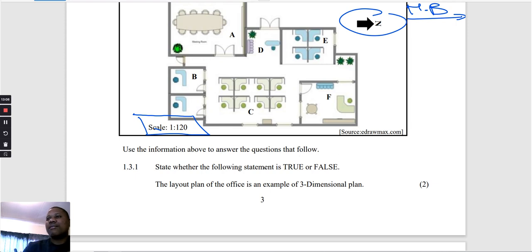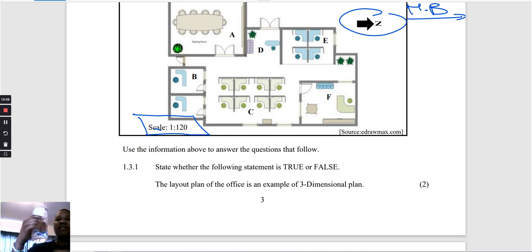State whether the following statement is true or false. The layout plan of the office is an example of a 3D. Remember guys, a 3D is in this way. I'm holding a bottle here. This bottle here is a 3D. Why? Because we can see the base and the height. That's the definition of 3D. If you can see the height of an object, the length of the object, the width of the object, there you are talking about a 3D.